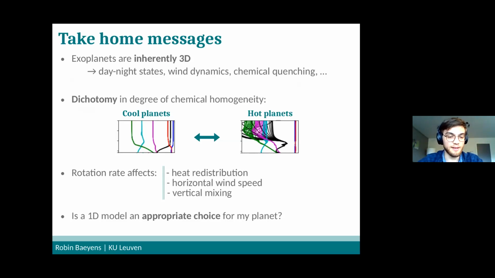And then finally, you can ask yourself the question, is a 1D model an appropriate choice for the planet that I want to model? And it's difficult to answer that. The answer will be, it depends on the planet. But in general, it seems to be for cold planets, yes, if you are taking into account accurate temperatures at the two limbs and also vertical mixing. And I think that was what I wanted to tell you.